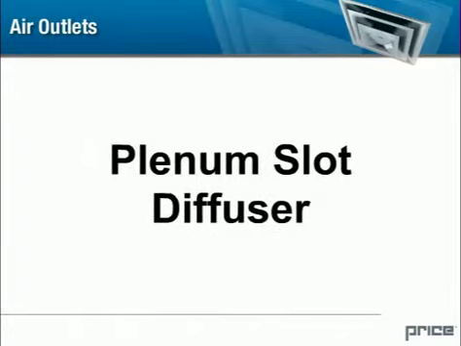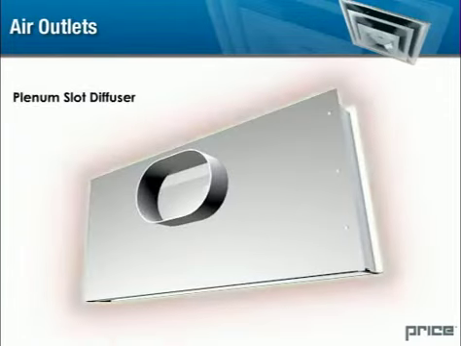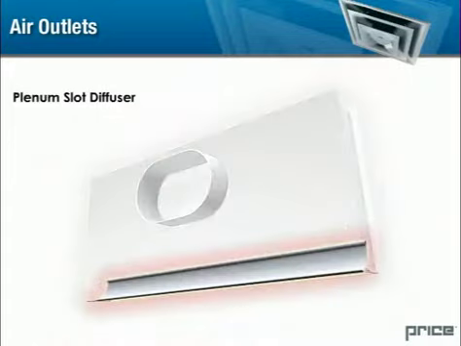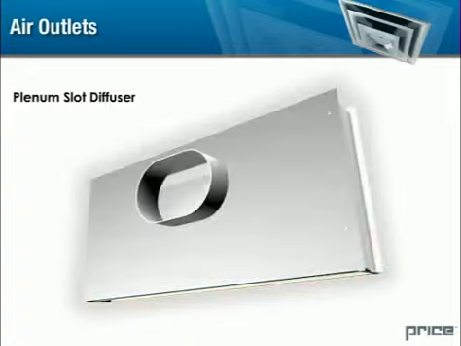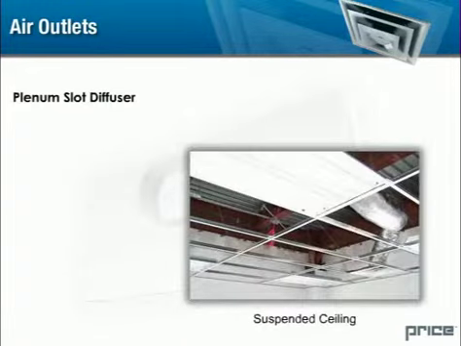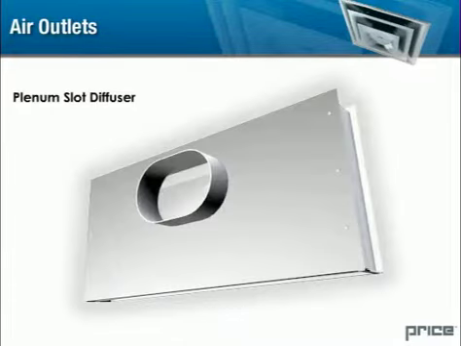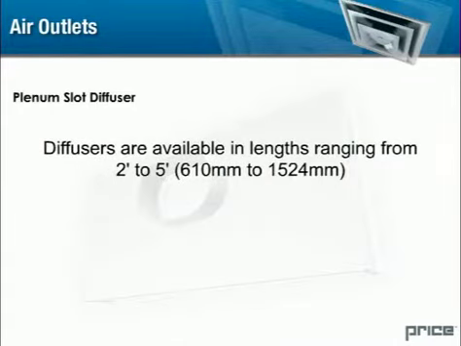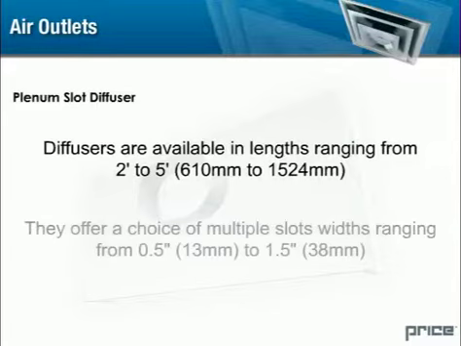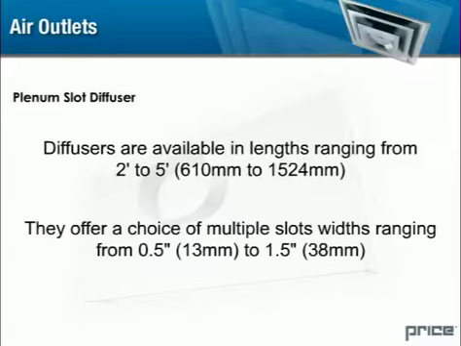Plenum slot diffuser. These diffusers consist of a factory-fabricated plenum with integral pattern controllers for vertical or horizontal air pattern adjustment. Plenum slot diffusers are easy to install as they are designed to lay in on suspended ceiling grids. This feature also provides flexibility for future tenant revisions. Diffusers are available in lengths ranging from 2 feet to 5 feet. They offer a choice of multiple slot widths ranging from 0.5 inches to 1.5 inches.